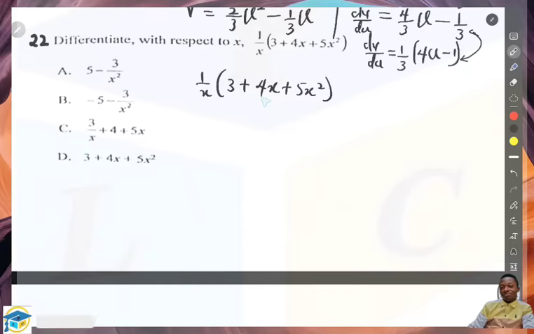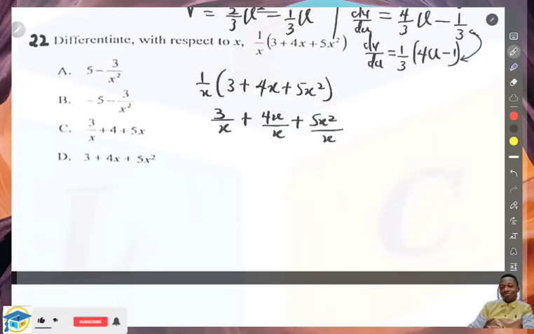This same expression can be written as 3 over x. I'm going to expand 1 over x by the whole of the terms in this bracket. With the first one, I'm getting 3 over x, plus 1 over x times x gives 4 over x, plus 5x squared divided by x. My law of indices will help me: the x can cancel, so I'm getting 4. And I can also reduce the power of x by 1, so that's going to fetch me 5x, because 1 taken from 2 leaves x to the power 1. Once able to get this, now I can easily differentiate this function.